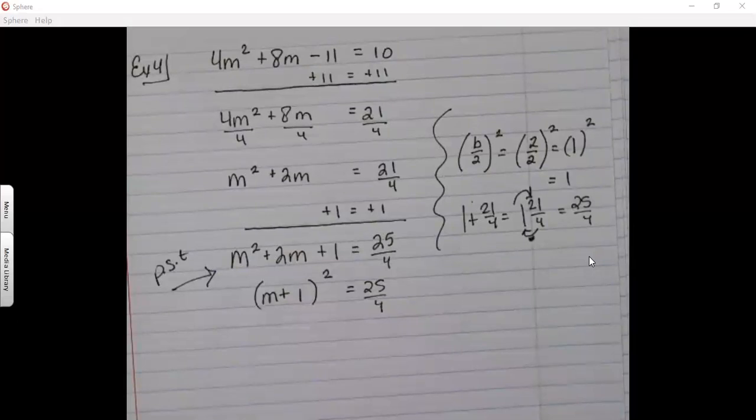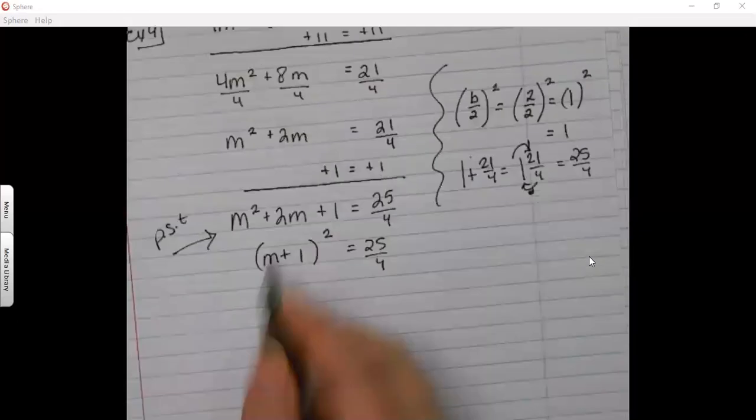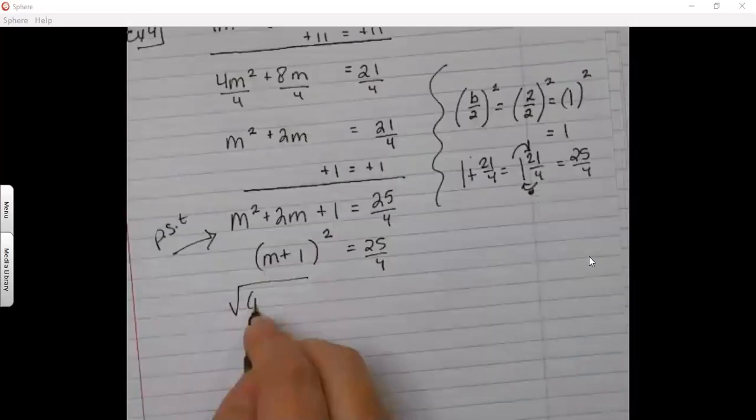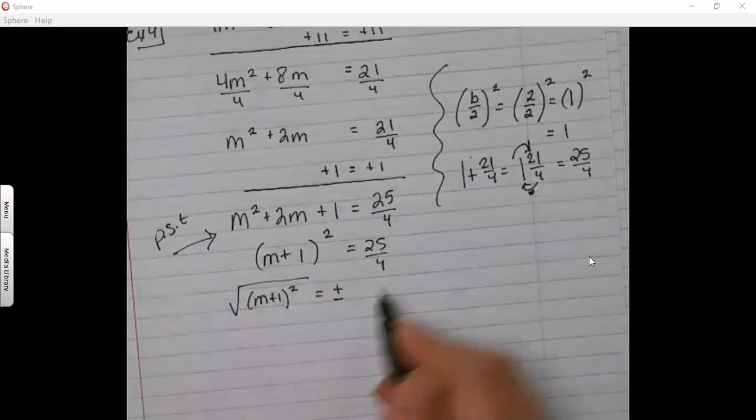Next step, take the square root of both sides. Make sure to take the positive and negative square root of the right side. So we're going to do the square root of m plus 1 quantity squared, and we're going to take the positive and negative square root of 25/4, and I'm going to take them separately.